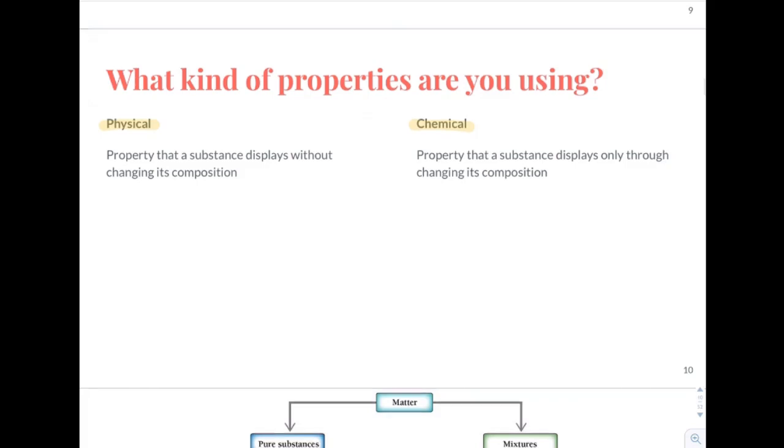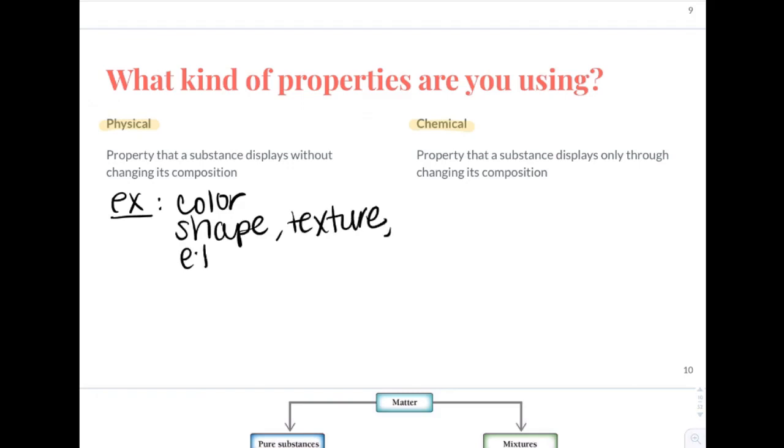So for example, some physical properties would be color. I can see something's color, I can write down, observe its color without changing what it is. I can judge that from afar. Another physical property would be shape, texture, size, etc. Another physical property that's a little more confusing with chemical properties is melting point and boiling point. We're going to talk about phase changes a little later, but a melting or boiling point is a physical property.